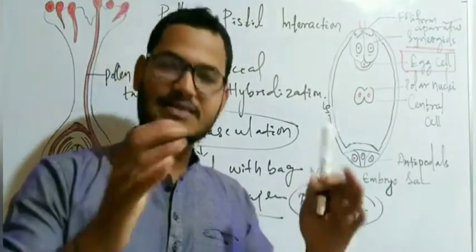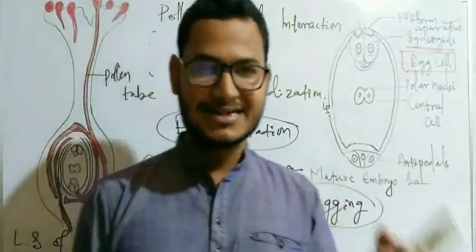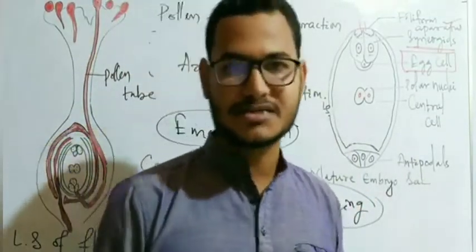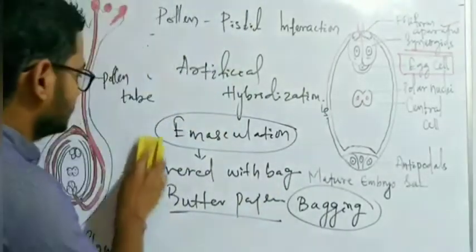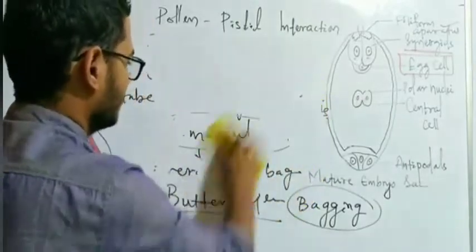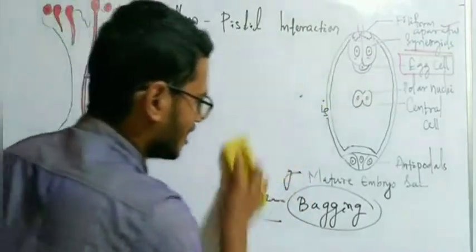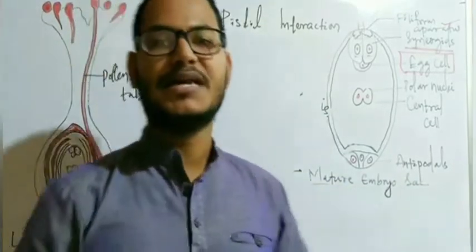Clear? Another very important thing is how we can see the germination of pollen grains on the surface of the stigma. So this is all about artificial hybridization. Now how can we visualize the germination of pollen grain?